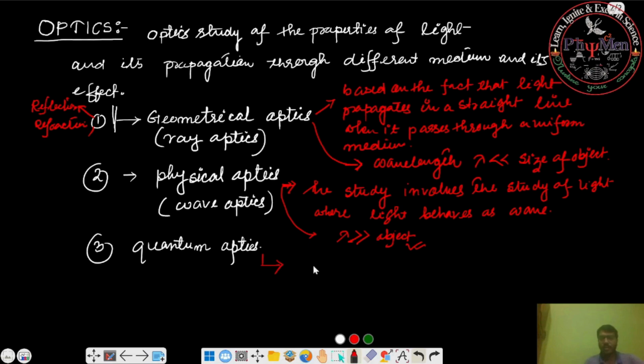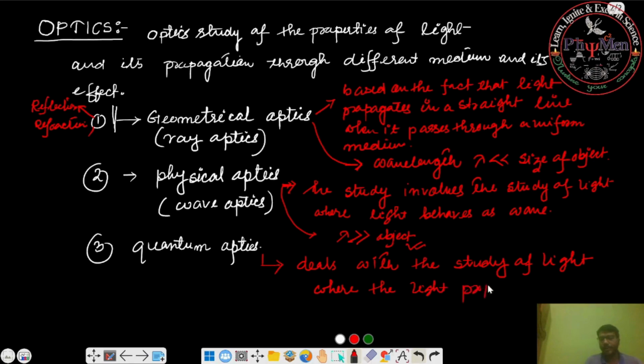What about quantum optics? Quantum optics deals with the study of light where the light propagates as a stream of light particles called photons.